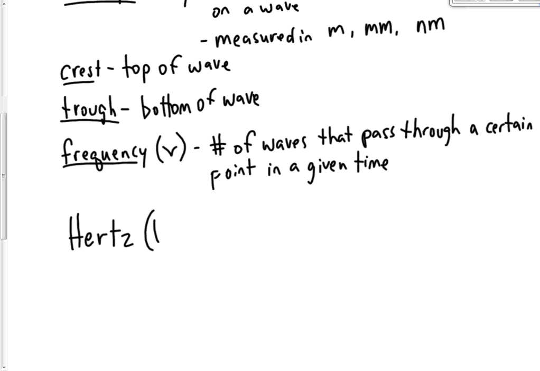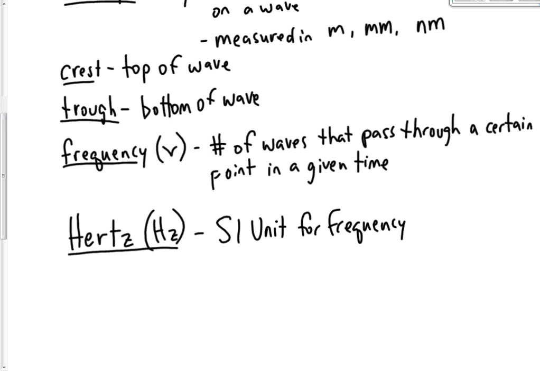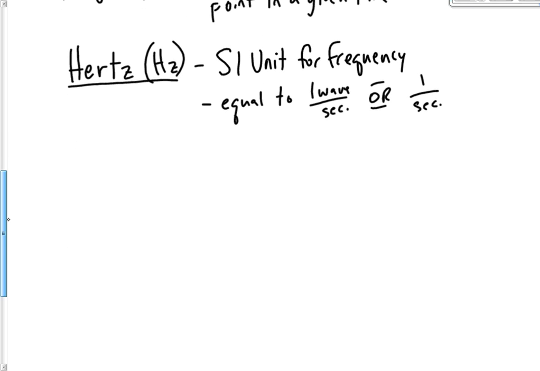Next term is hertz, and hertz is just the SI unit for frequency. It's 1 wave per second or 1 per second. So if you said it's 15,000 waves per second or 15,000 per second, that's hertz. 15,000 hertz is what that is.